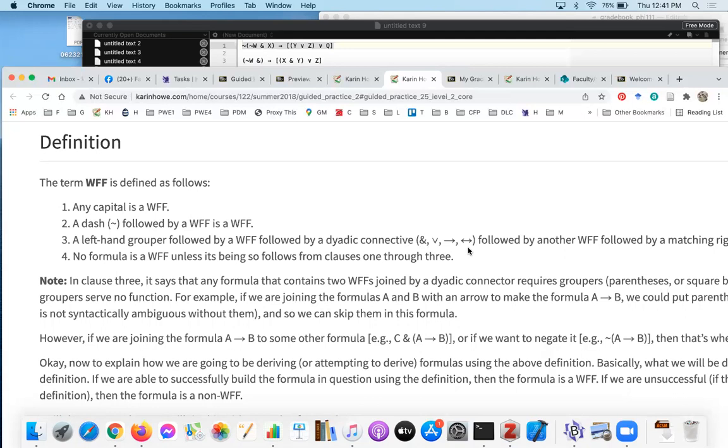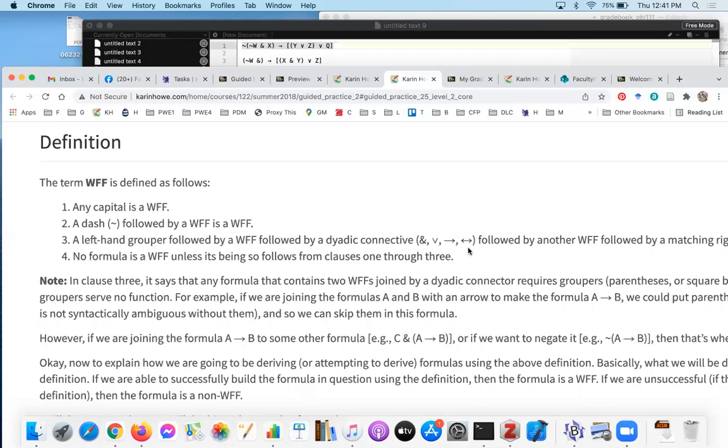But a quick comment about the parentheses, about the left-hand and the right-hand groupers. Technically, according to the definition, in order to be a well-formed formula, you have to have those on any well-formed formula that is more than just a capital letter or a capital letter with a negation on it. For the formula A arrow B, technically we should have an open parenthesis, A arrow B, close parenthesis. However, those parentheses aren't actually doing any work.